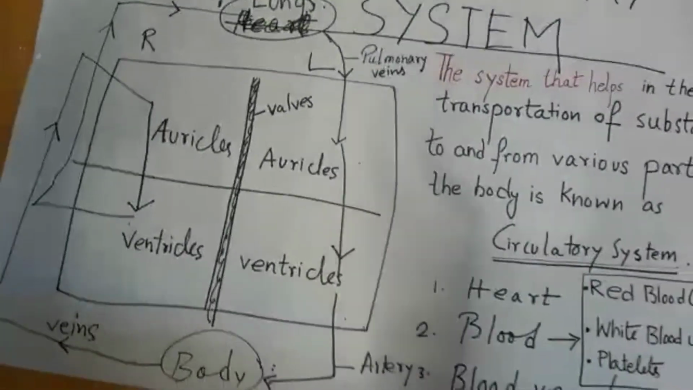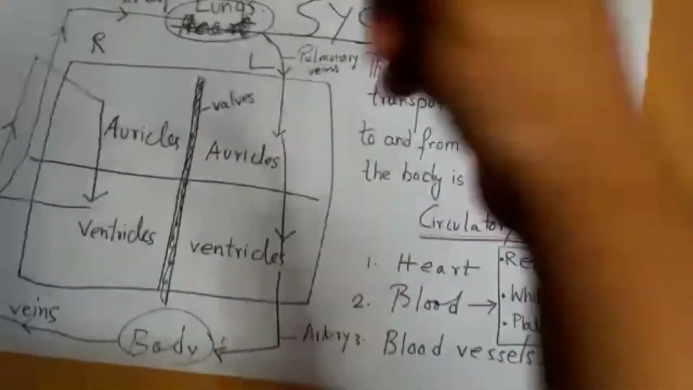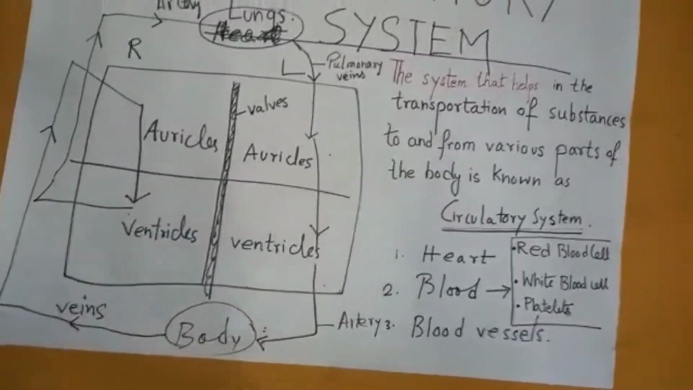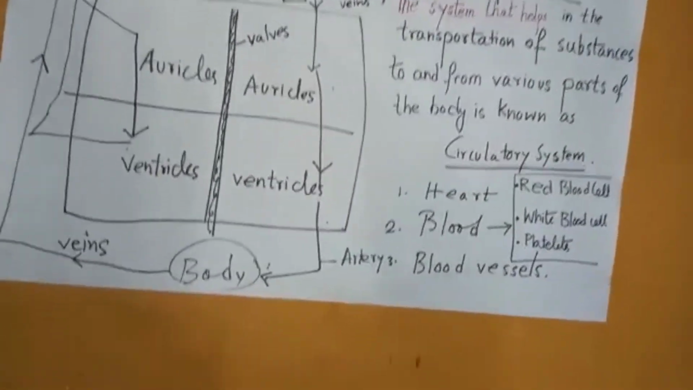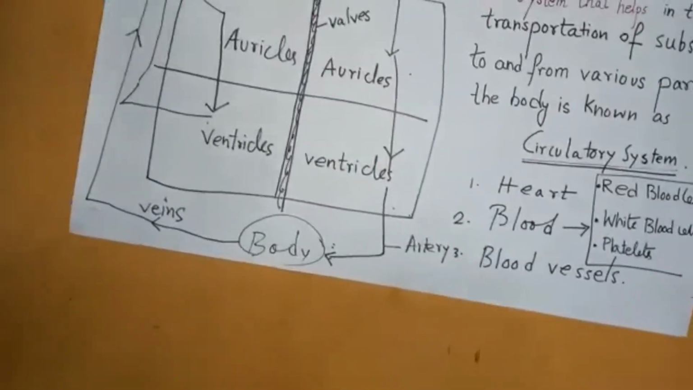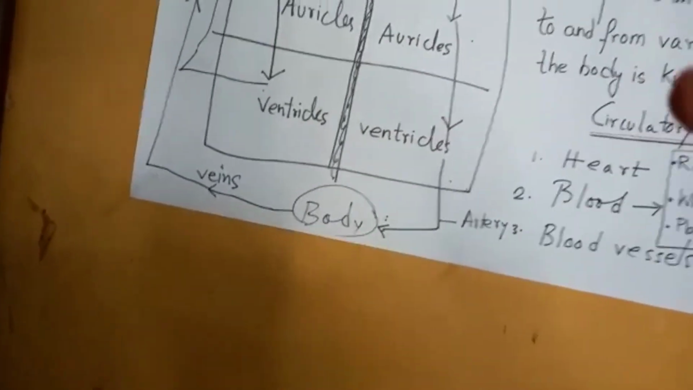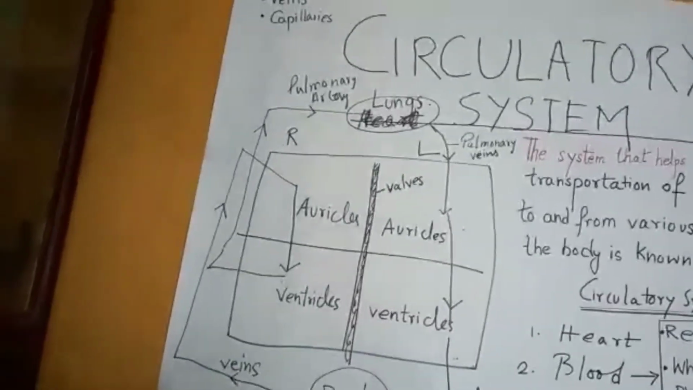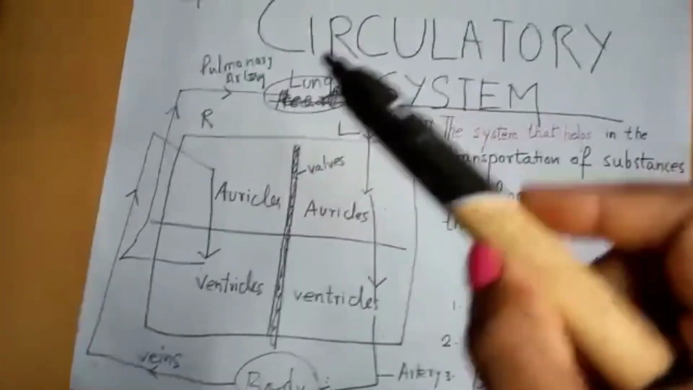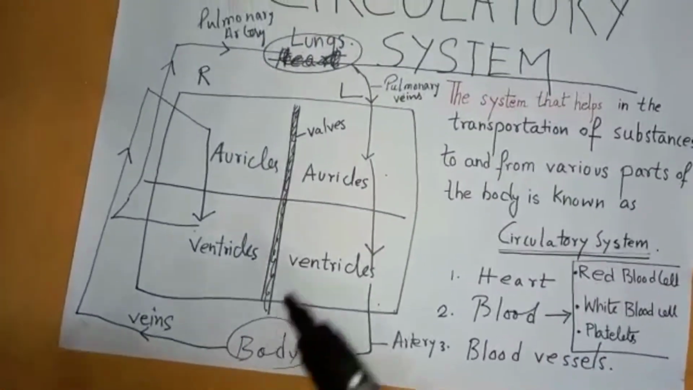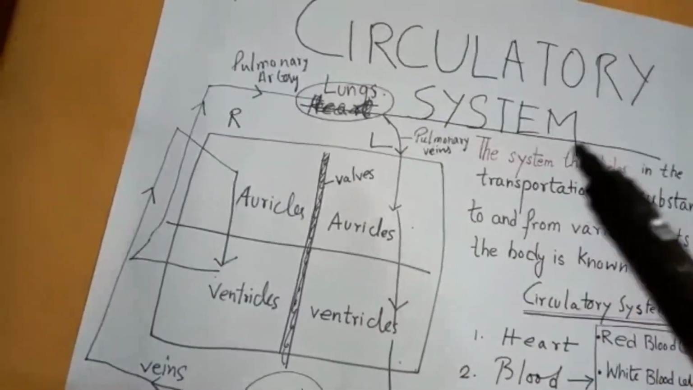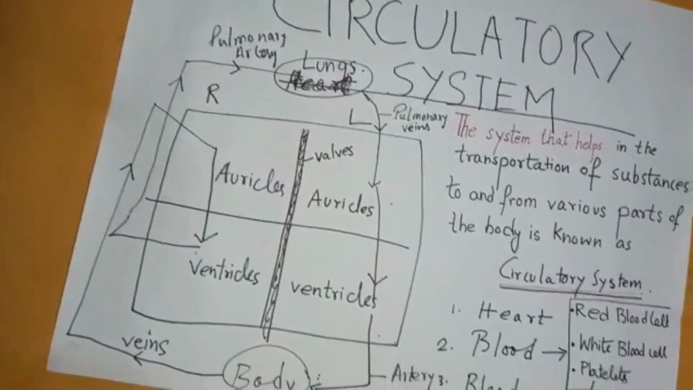From the lungs, the purified blood gets into the left auricle through the pulmonary veins, and from the auricle it gets into the ventricle, and then from the ventricle it goes to the body through the arteries. Okay, and from the body the veins carry the deoxygenated blood, and then it enters the right auricle, and from the right auricle it enters the ventricle, and again from the ventricle it goes back to the lungs for purification by the pulmonary arteries.